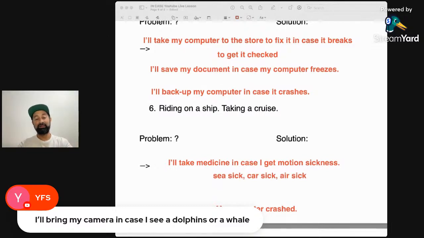One thing. Dolphins. Remember, a means one. Dolphins, there's no S on that. So I'll bring my camera in case I see dolphins or whales, or in case I see a dolphin or a whale. Whenever you have and or, before and after must match.